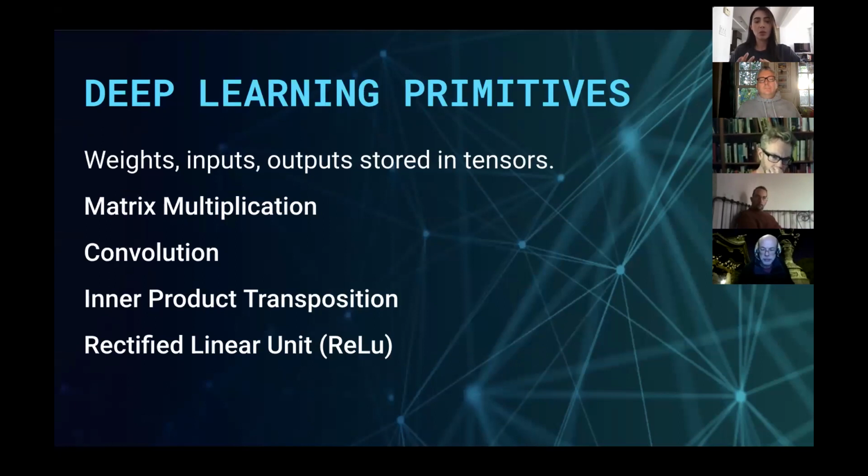So again, why are we talking about linear algebra here? Weights, inputs and outputs in neural networks are stored in tensors, and these tensors are just ND arrays, not tensors as in physics, but tensors as in ND arrays. Tensors is just a fancy way to call them. So what are the primitive operations we have here? As I mentioned before, matrix multiplication is everywhere. Convolution is everywhere in convolutional networks. Inner product, transposition and rectified linear units, all of them depend on linear algebra operations.